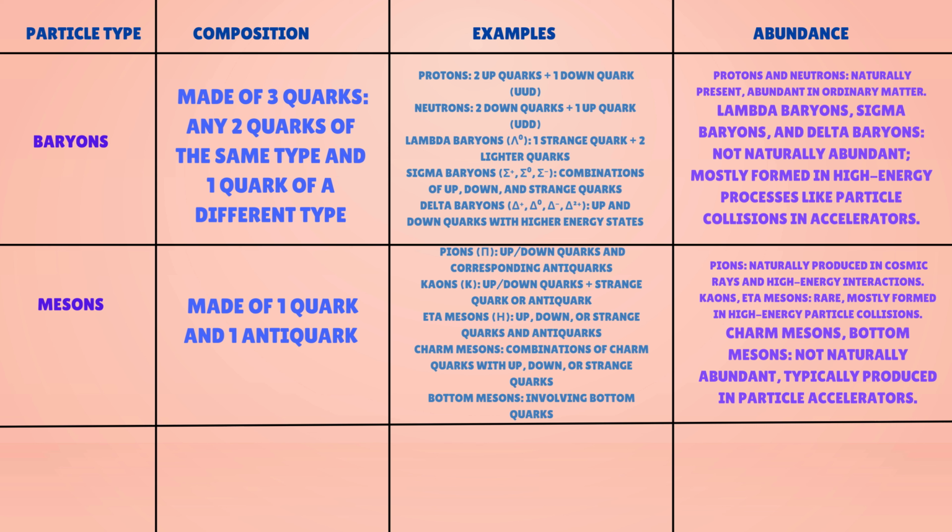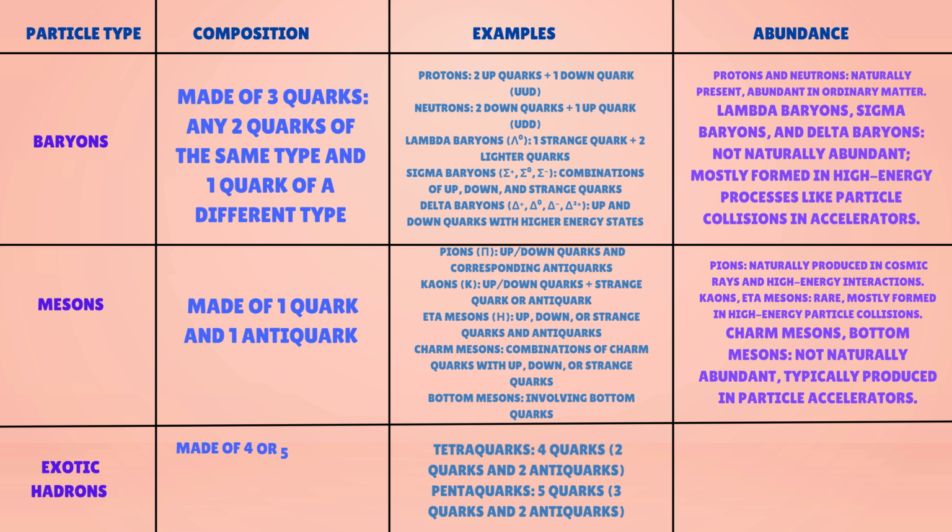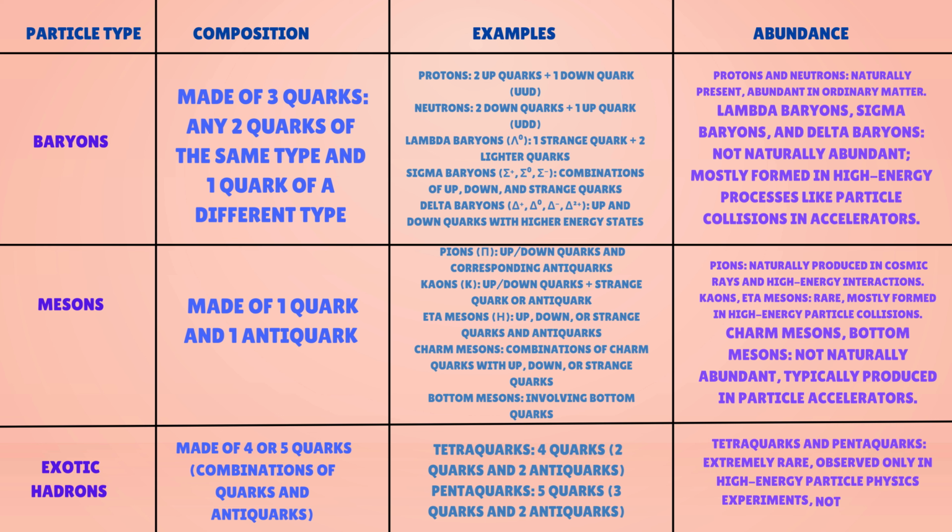Finally, we have exotic hadrons, like tetraquarks and pentaquarks. These are made up of 4 or 5 quarks, often including both quarks and antiquarks. These particles are extremely rare and are only observed in advanced particle physics experiments, not in natural conditions. So, while some particles, like protons and pions, are naturally abundant, others, like mesons and exotic hadrons, are formed in rare, high-energy processes that we mostly observe in labs. And that's how quarks combine to form all the matter and exotic particles in our universe.